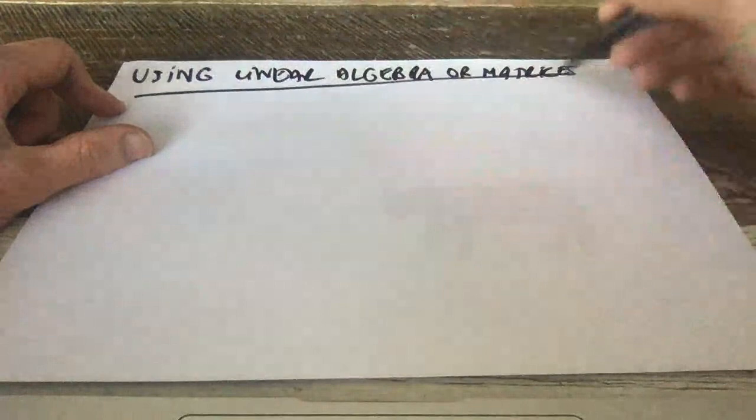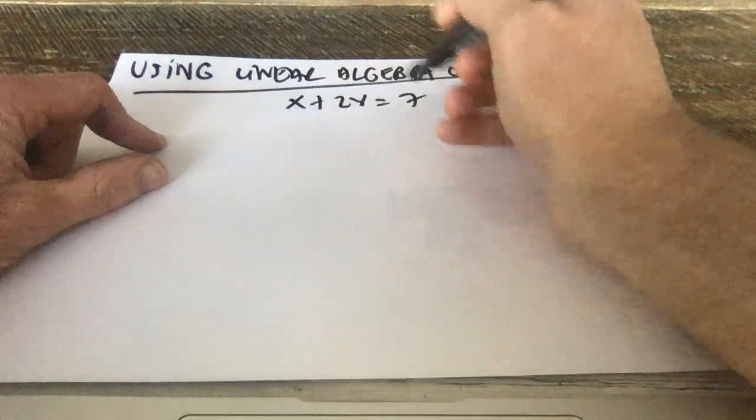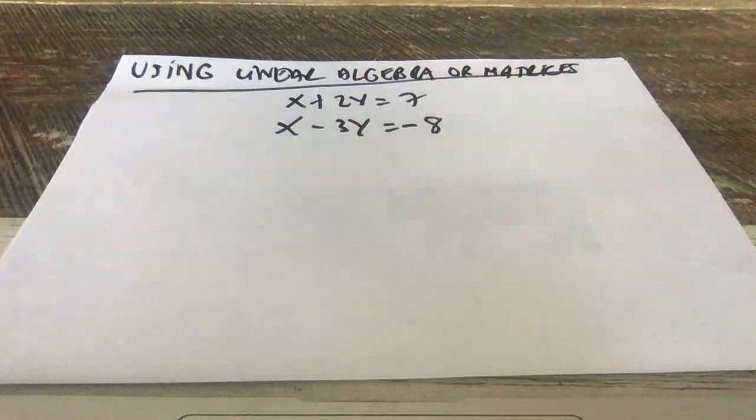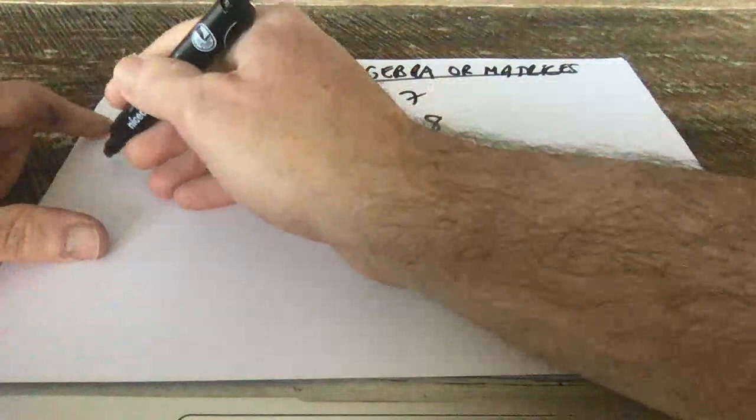So let's look at the two equations again. I've got x plus 2y is equal to 7, and I've got x minus 3y is equal to minus 8. Now, folks, what we're going to do now is look at this system of equations in a more abstract mathematical setting. If you look at the right-hand side, you've got a 7 and minus 8.